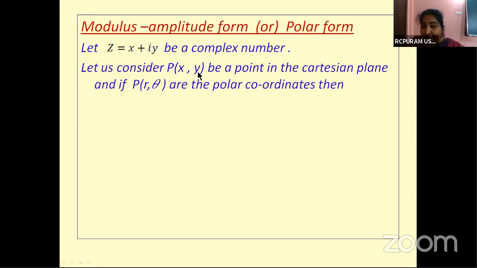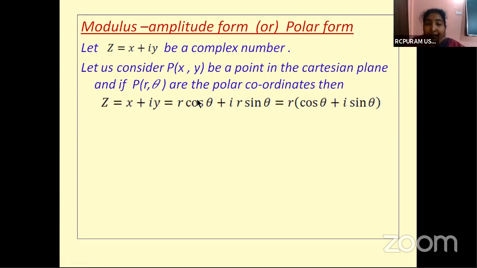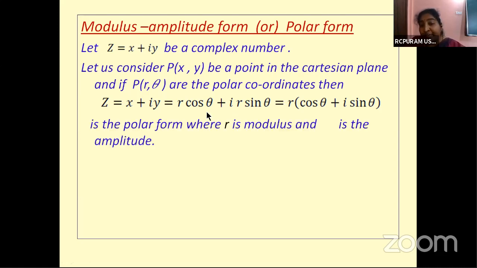If x and y are the coordinates in the Cartesian plane, then r comma theta will be the polar coordinates. Then z is equal to x plus iy. This can be represented as r cos theta plus i into r sin theta. Or I can always write this as r into cos theta plus i sin theta. In short, we will sometimes write it as r into cis theta also. We are calling z is equal to r into cos theta plus i sin theta as polar form, where r is modulus as we know, and theta is the amplitude.